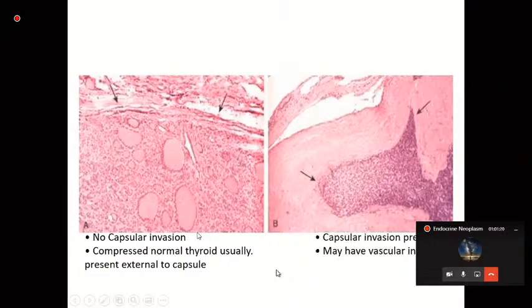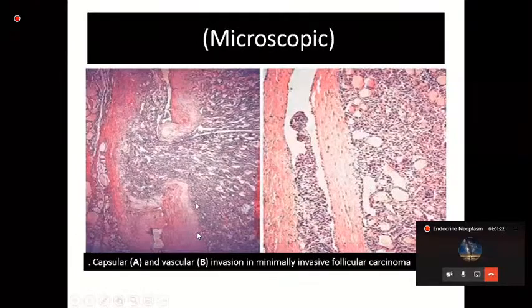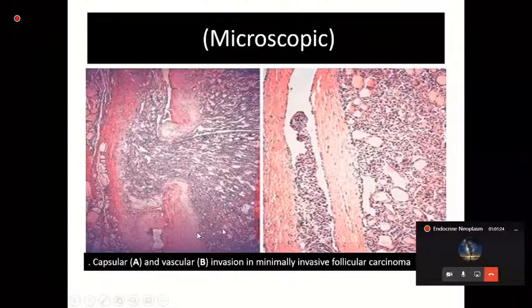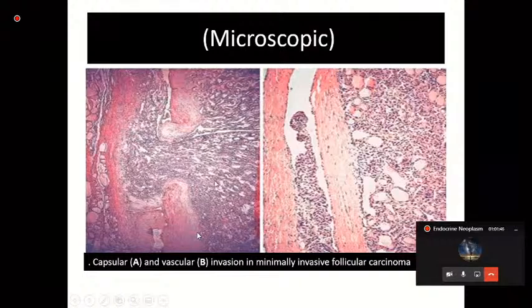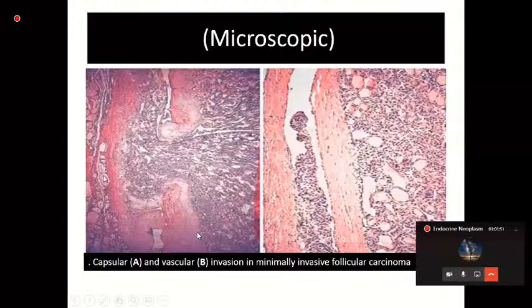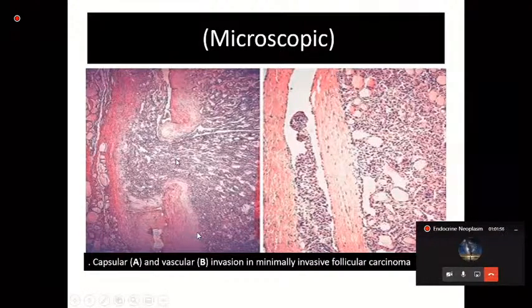See this one. This is the tumor cells, and this one is the capsule. Look at the tumor cells. They are invading the capsule and forming like a mushroom, isn't it? This is also capsule. We have to assess the capsule. This is the important thing in thyroid carcinoma. So look at here, the mushroom invasion of the thyroid carcinoma.